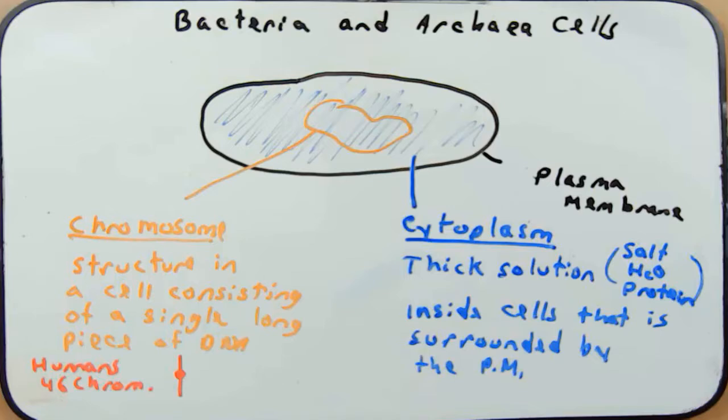Bacteria and archaea are quite different. They only have a single chromosome, and this single chromosome is circular. There are always some exceptions, but most bacteria and archaea have circular DNA. And again, remember, in bacteria, there's just one of these.